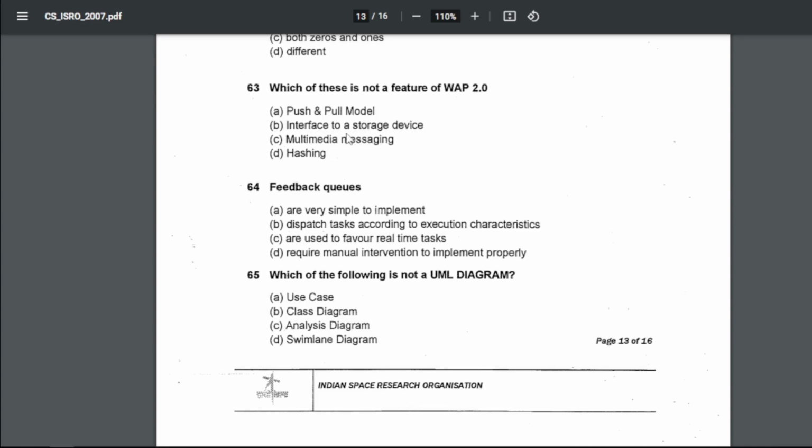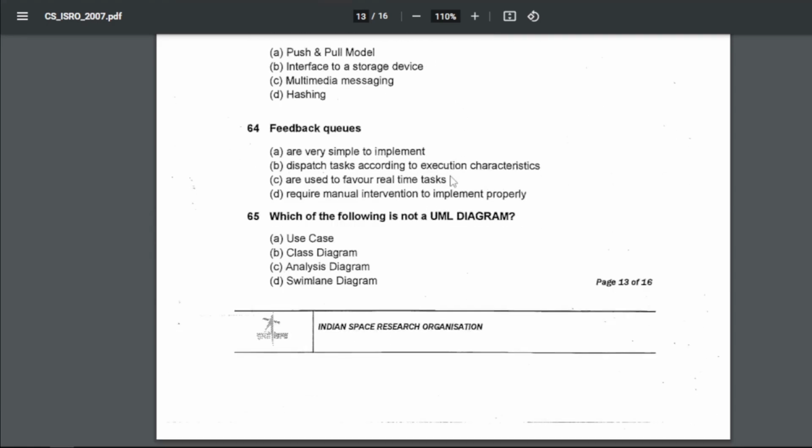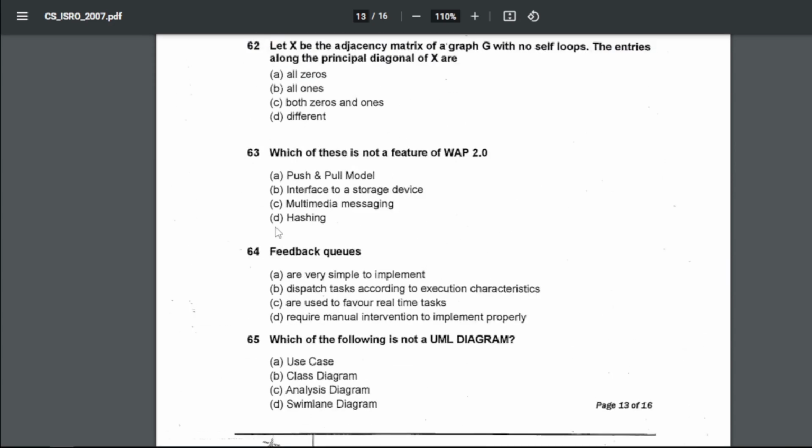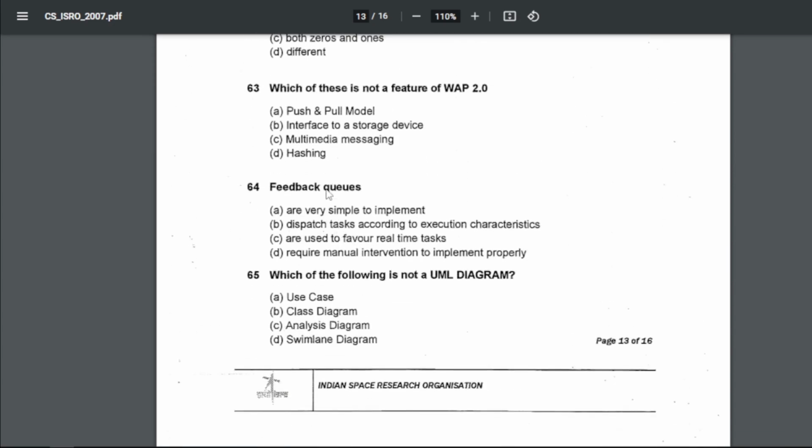Hashing is not a feature of WAP 2.0, because WAP is basically a wireless protocol for synchronization of WAP client computers and HTTP server, and it is derived from the architecture of the synchronization between HTTP client and the HTTP server on the internet. So for this our answer will be D, that is hashing.